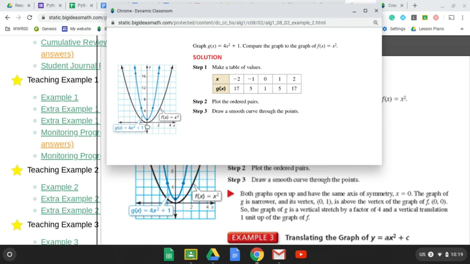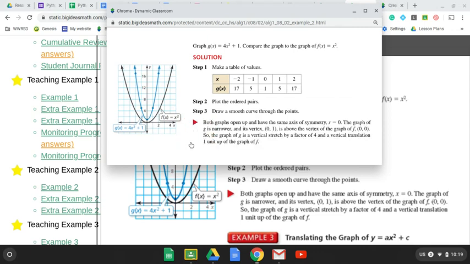The vertex was at 0, 0. Now the vertex is here at 0, 1. So this is a vertical translation of up 1. So both graphs open up. They have the same axis of symmetry. The graph G is narrower, and now the vertex is 0, 1. So the graph of G is a vertical stretch by a factor of 4 and a vertical translation 1 unit up of the graph of F.